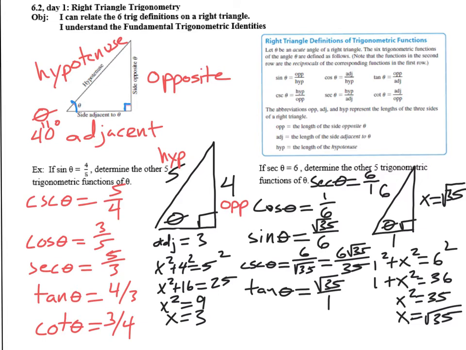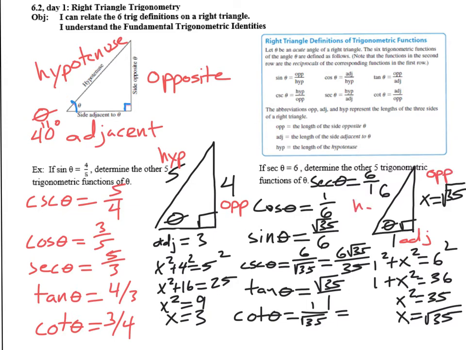Tangent is the square root of 35 over 1. Cotangent is 1 over square root 35. Okay, just a reminder that that's coming from adjacent. All right, I could go label my sides here. The side length that was 1 was adjacent. Square root 35 was the opposite side.